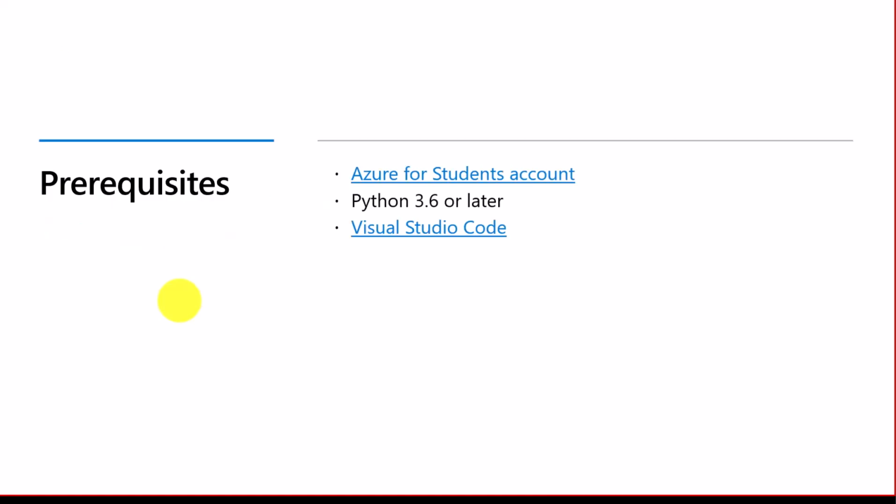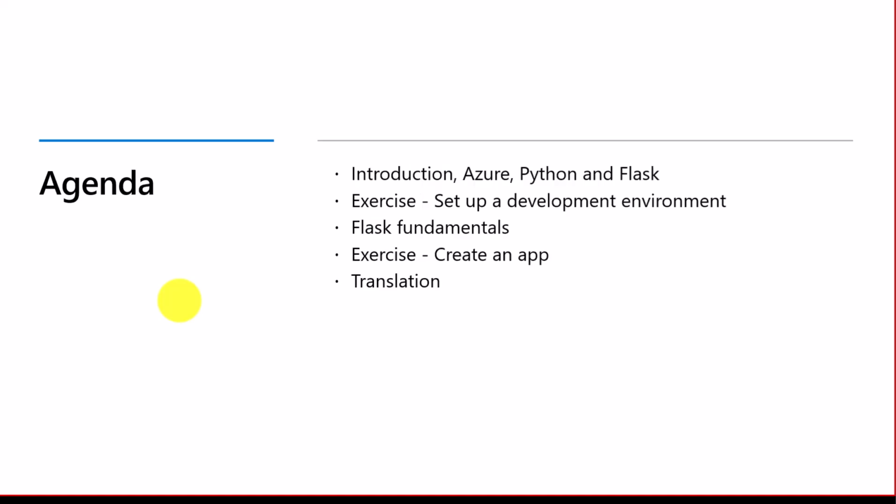So let's look at some requirements that would be needed before we start the session. First of all, you will need an Azure account for students. Then you'll need Python 3.6 or later. And finally, Visual Studio Code on which we will be doing our building, our creation of the app.